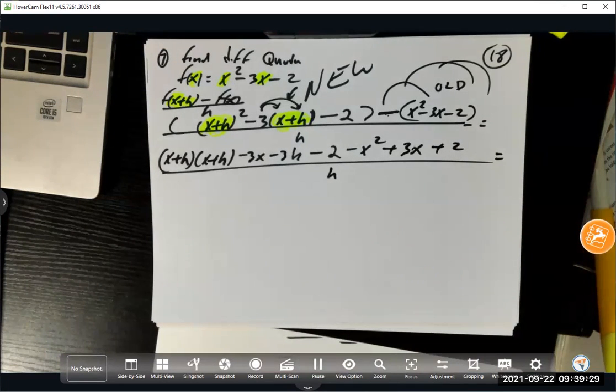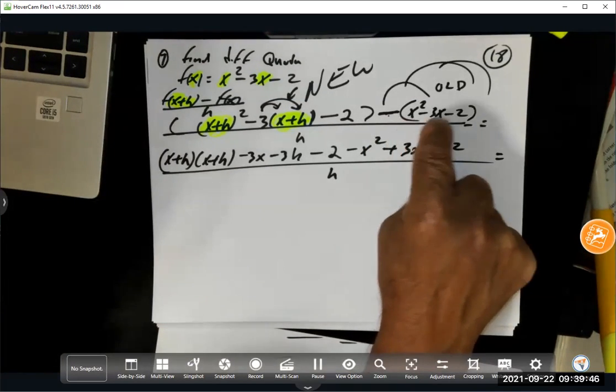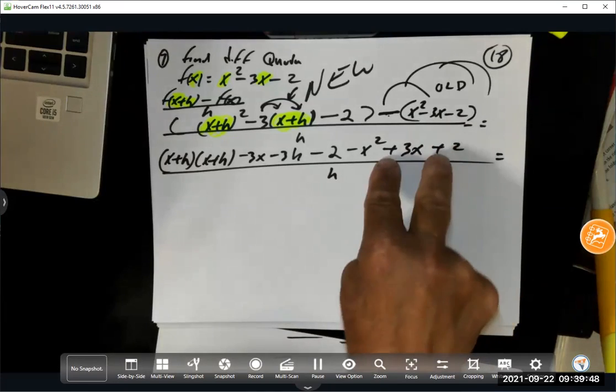Minus 2. And then minus x squared, plus 3x. Wait, hold on. Yeah, because a negative of a negative is a plus, and a negative of a negative is another plus. You see how I switch the signs?